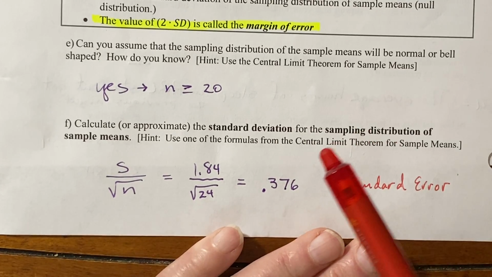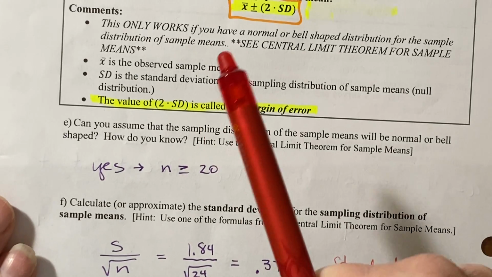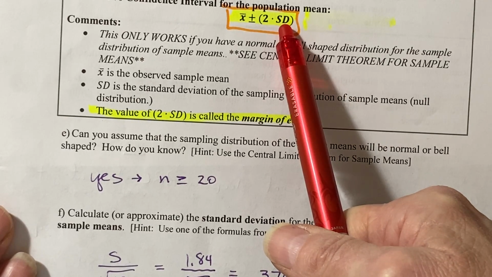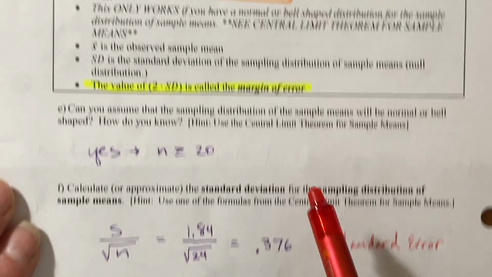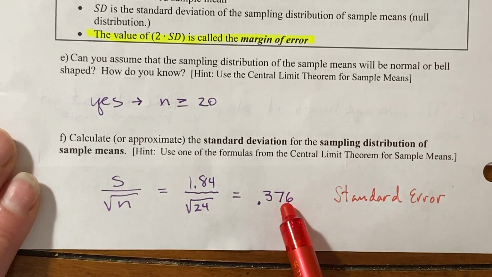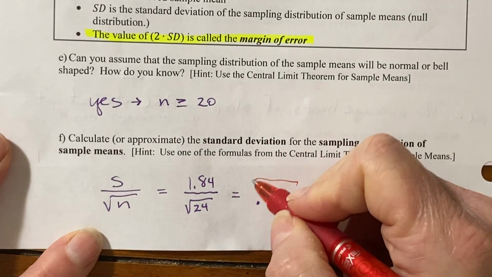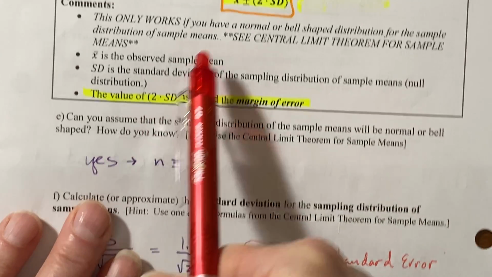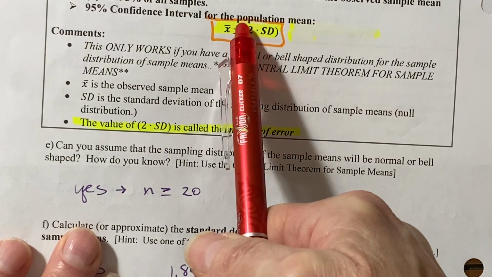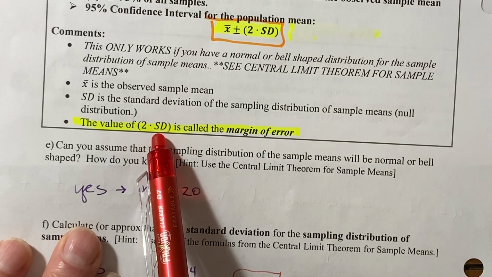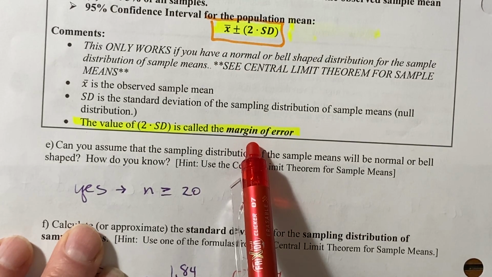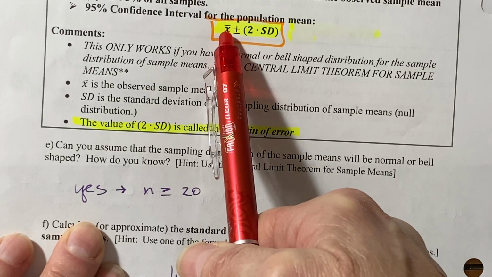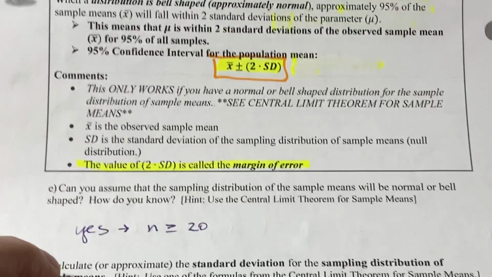All right, so again, that's that piece of the puzzle that we just computed, the standard deviation of the sampling distribution. We calculated the standard error. So this right here is that piece, the standard deviation. This whole piece, 2 times the standard deviation, remember that's our margin of error. That's the amount we go up and down from our sample statistic.